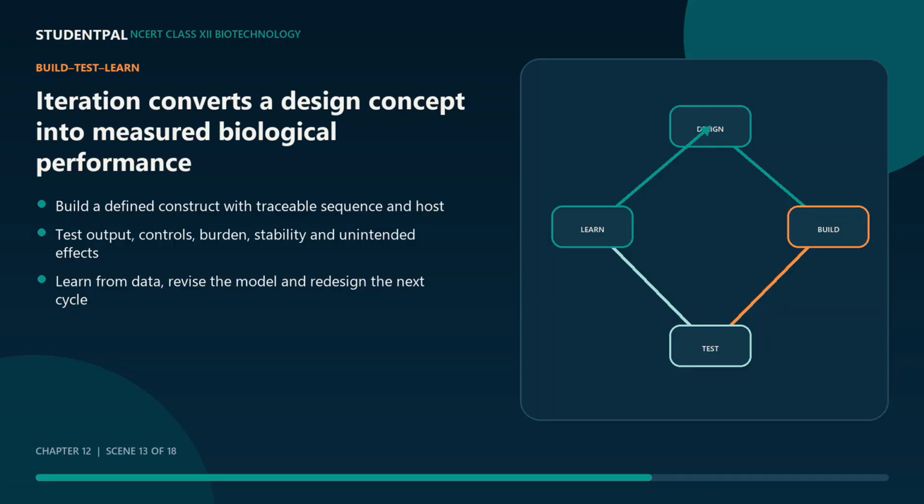Containment should be designed in parallel through physical barriers, dependency on supplied nutrients, kill switches or genetic safeguards, then challenged experimentally. A safeguard that exists only on a diagram has not been validated.